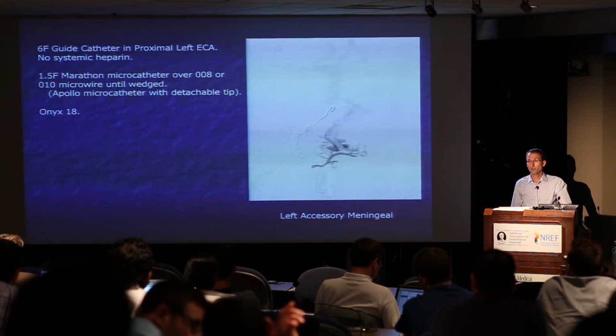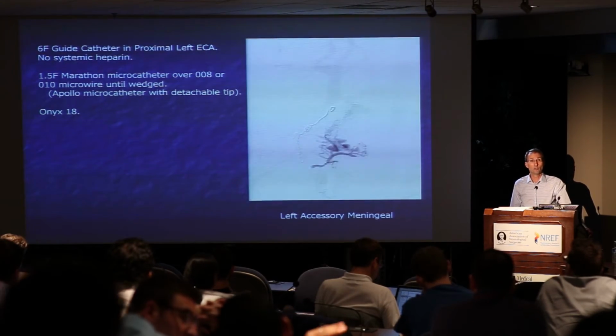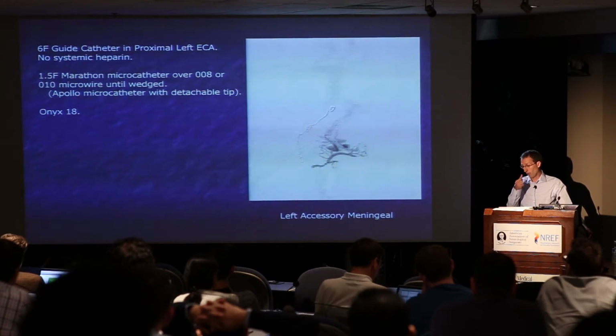Jay mentioned earlier using the Scepter balloon for dural fistulas. There are lots of different techniques that are sort of beyond the scope of this right now. Hopefully we'll get to do them down in the lab. And I like to use Onyx 18 if I'm in an extremely small branch and I still have a little ways to go to the fistula.